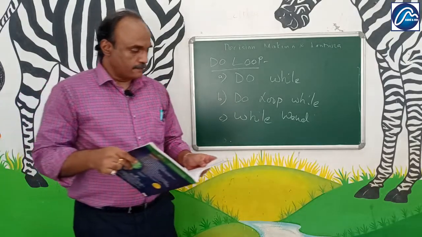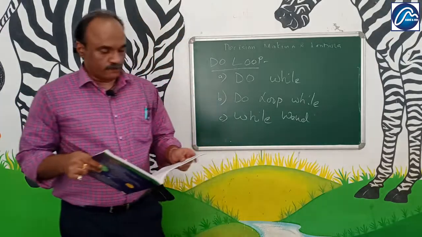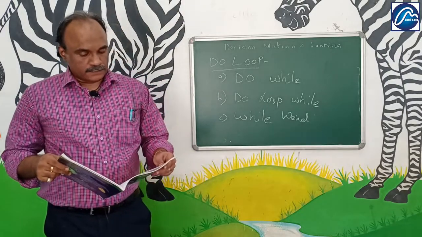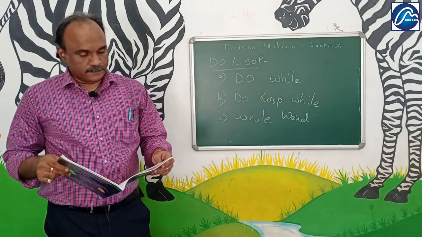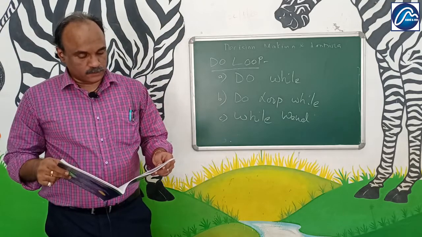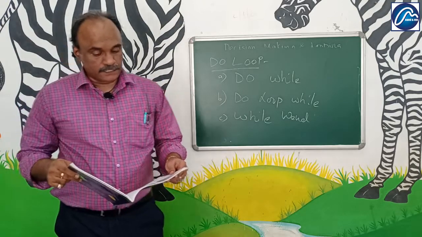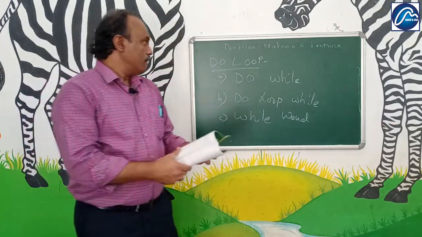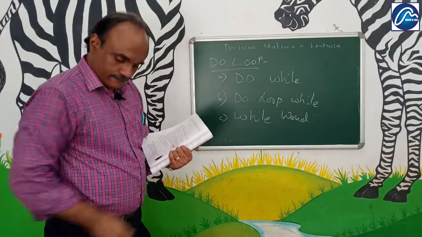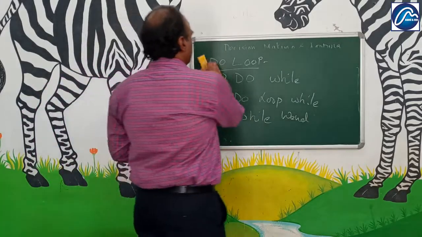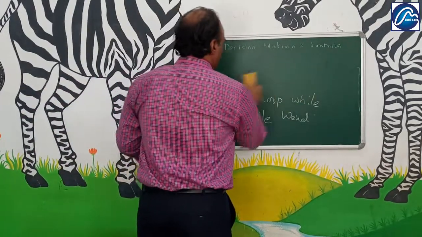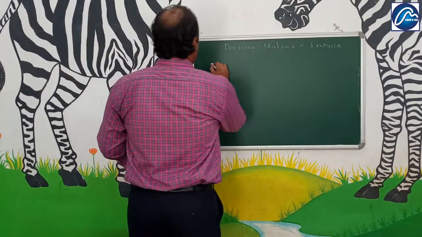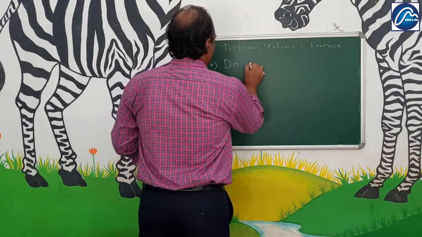So how is do while loop functioning? The do while loop repeats as long as the condition holds true. This loop is used when a condition is to be tested first, and if it is true, then only the statements in the body of the loop will be executed. Now, what are the formats of do while? We will go through. I will just tell you what do while loop is doing here. One is do while loop.